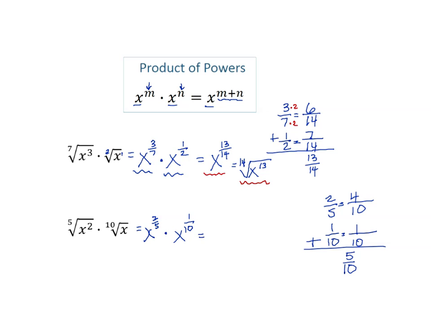Now, 5/10 can be simplified. So I could write x to the 5/10, but that would mean the same thing as x to the 1/2. And if I'm writing this in radical form, which again, the directions will always state which form you should be writing it in, it would just be the square root of x.